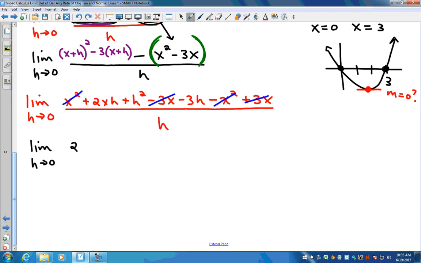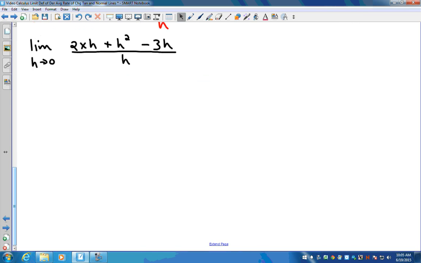All right, so I've got 2xh. I've got plus h squared. I've got minus 3h all over h. It's simplifying now, isn't it? Maybe I could factor out an h from the top there. So if I factor out an h, I have 2x plus h minus 3. And now since I factored out that h, I can cancel it. And now I no longer am going to have the problem of getting 0 over 0. So now I can evaluate this limit.